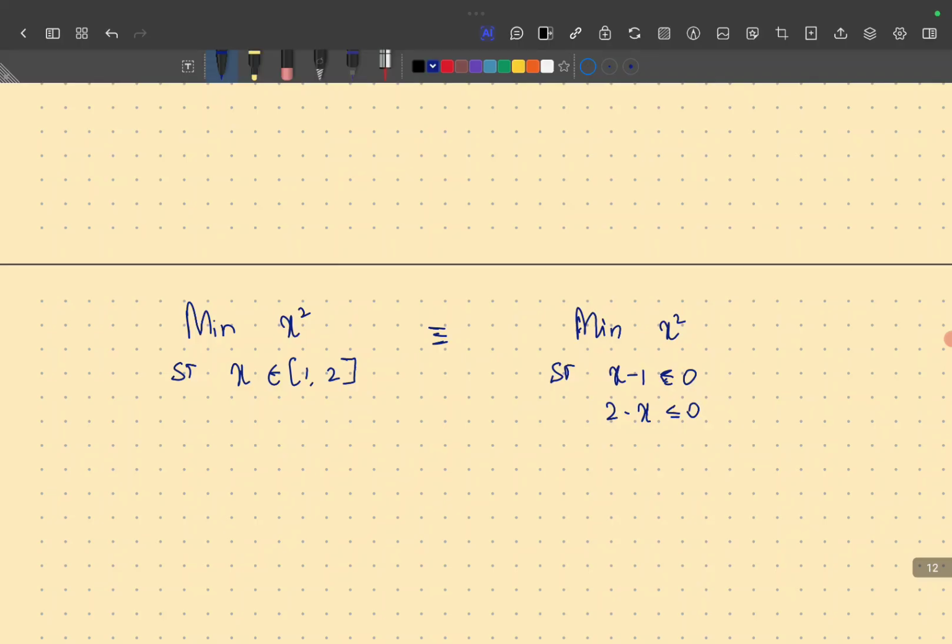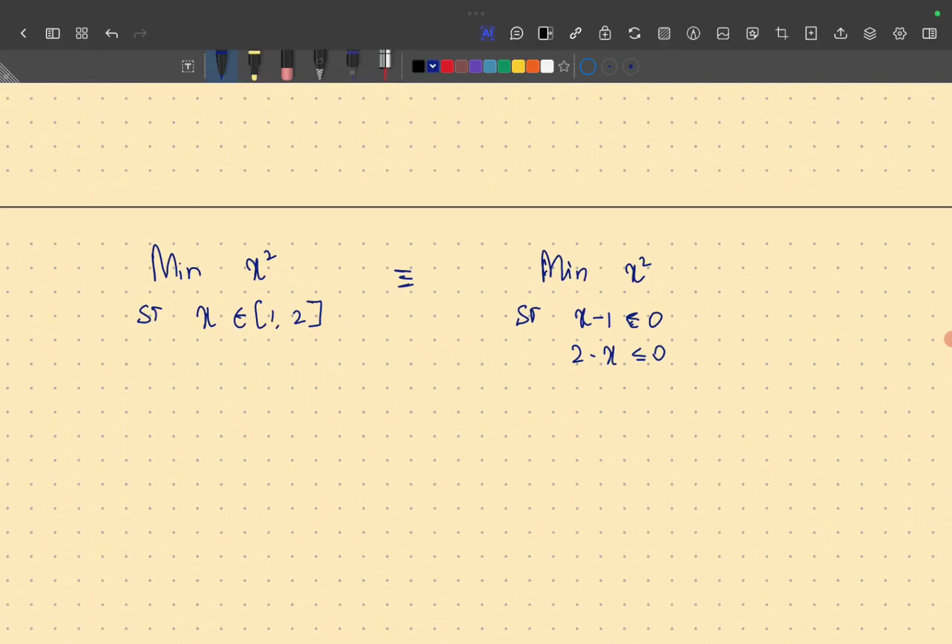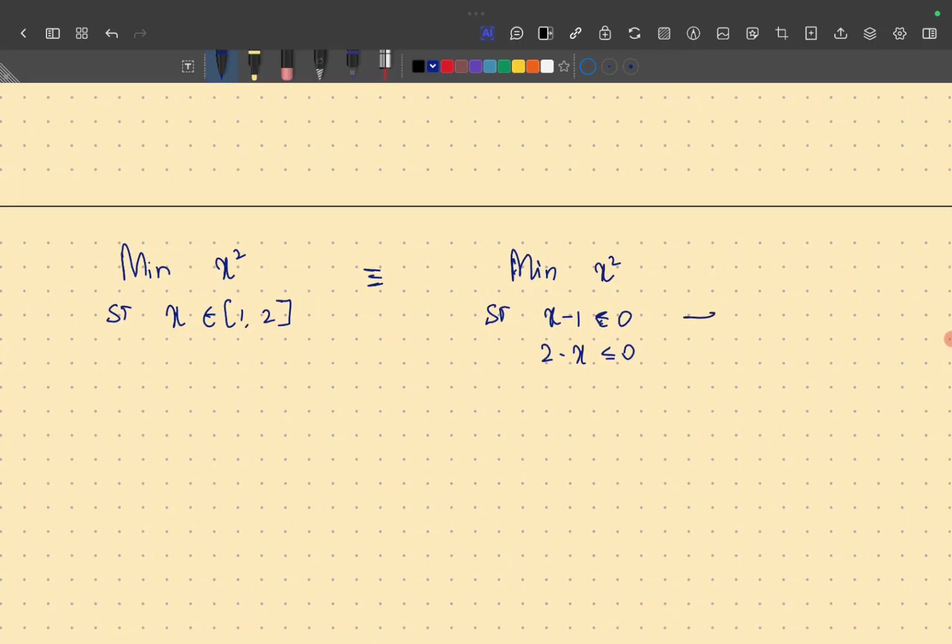Question? Sorry, yeah. Sorry, x minus 2 is less than or equal to 0 and 1 minus x is less than or equal to 0. That's right. Correct?